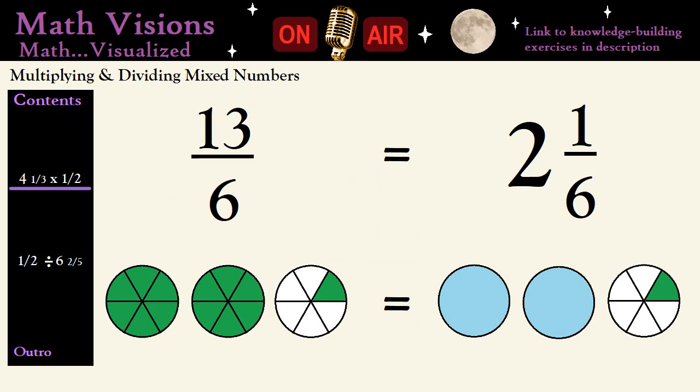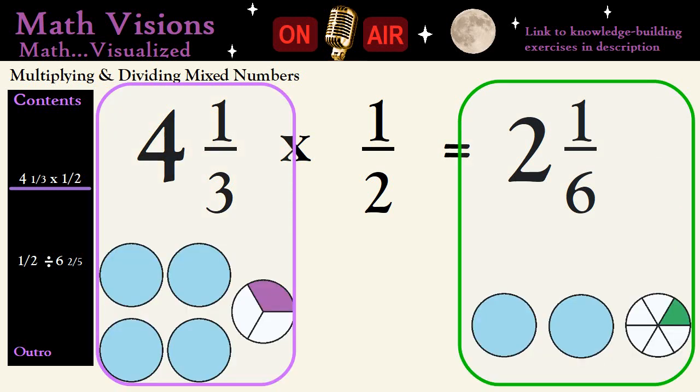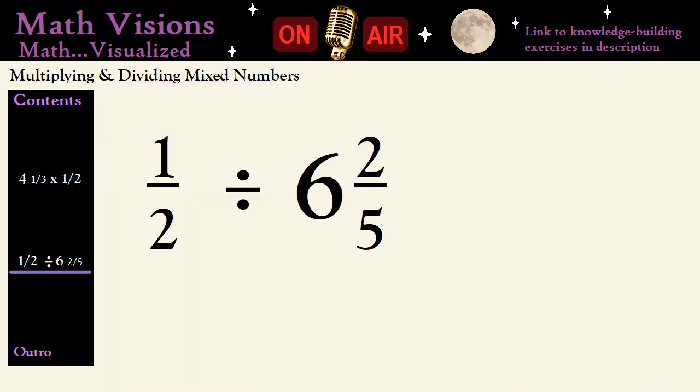Again, based on the visualization, we see that converting between mixed number and fraction form does not change the value. So, 4 1/3 times 1/2 is 2 1/6. Based on the shaded area, 2 1/6 is indeed 1/2 of 4 1/3. What about 1/2 divided by 6 2/5?